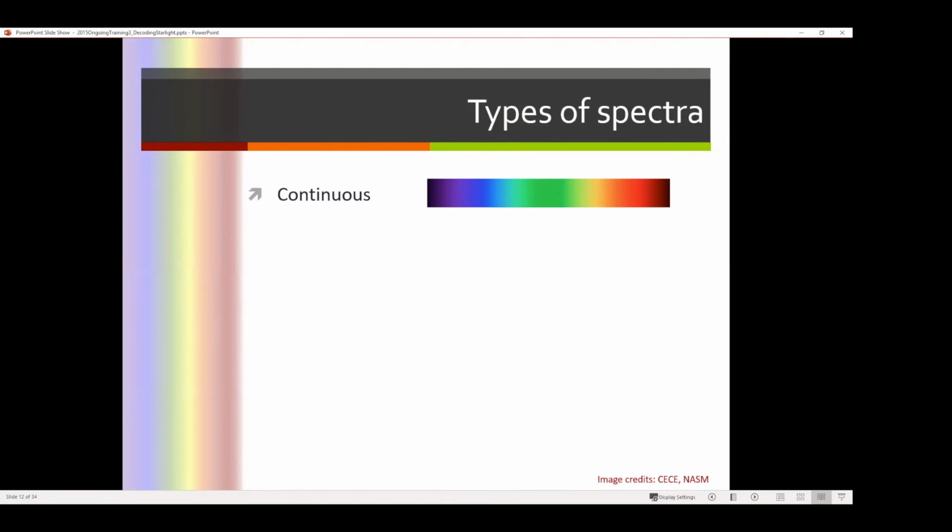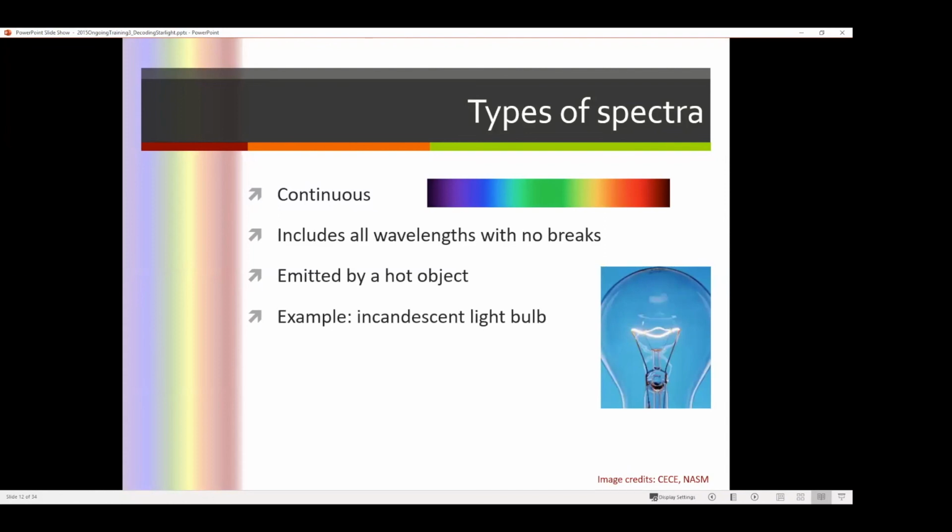Okay, so continuous spectrum, the full rainbow. It is all the wavelengths with no breaks. So it's the full rainbow. There are no dark lines. There's nothing missing. It is the full thing. Continuous spectra are emitted by a hot object. So a hot object that is glowing, producing light, will make some variation on a continuous spectrum. One example of that is an incandescent light bulb. Incandescent light bulbs work by running electricity through a little spring, making it glow really hot and be bright, and that makes white light.